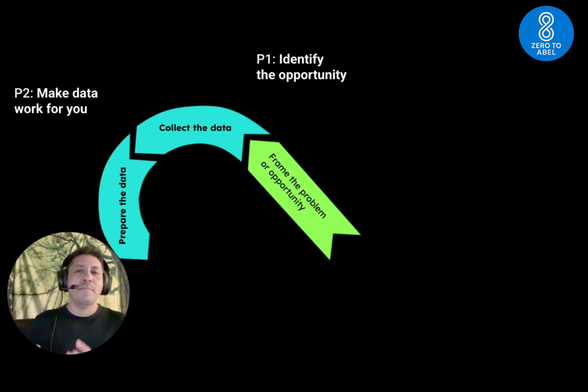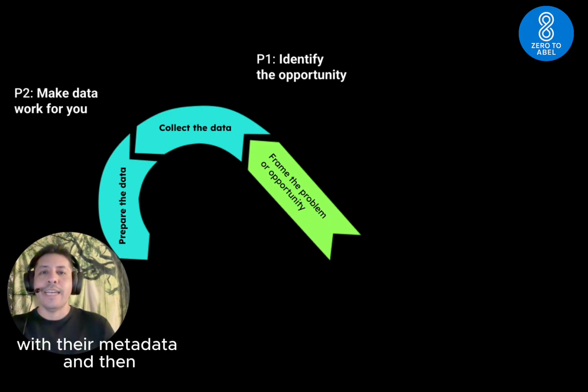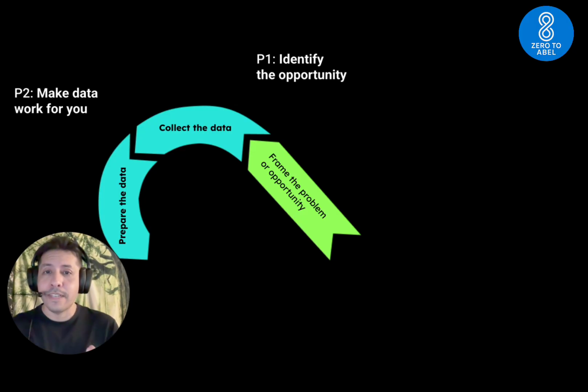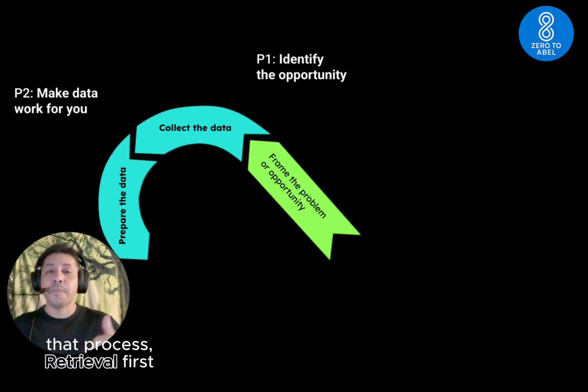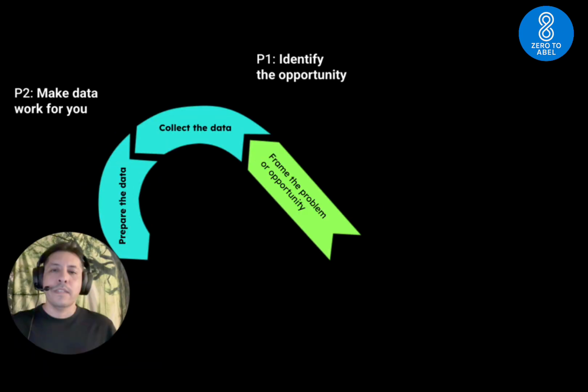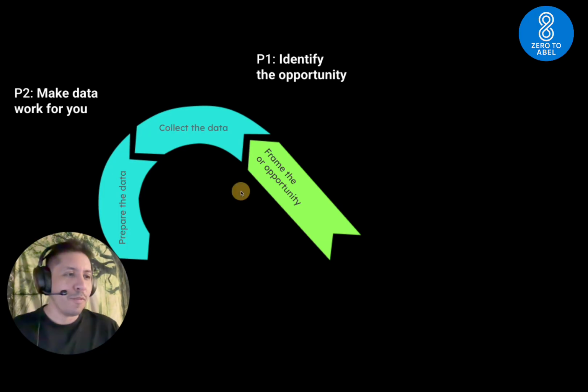Now, back to our Care Navigator. When they go ahead and ask a question, the pipeline first retrieves the most relevant chunks with their metadata, and then, only then, generates an answer grounded in that evidence. That process, retrieval first, then generating, is what is referred to as RAG, R-A-G, retrieval augmented generation. So with a solid input in place, the next step becomes which model fits and why. Let's go on to part 3, make the models work for you.